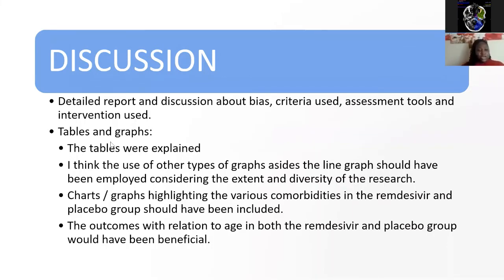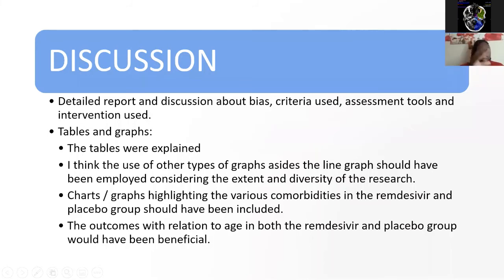In addition, charts or graphs highlighting the various comorbidities in the Remdesivir and placebo groups should have been included. For instance, the table just listed that some of the comorbidities were hypertension and type 2 diabetes. Considering the large scale of the research, if they had also included graphs to say, patients with these comorbidities in the Remdesivir or placebo group, this is how they responded, rather than the large-scale response. Then outcomes in relation to age in both the Remdesivir and placebo groups would have been beneficial.